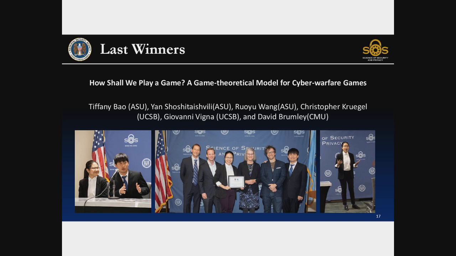Last year's winning paper is How Shall We Play a Game: A Game-Theoretic Model for Cyber Warfare Games. Tiffany Bao, she's there presenting in the right-hand picture. She was the lead author. She was a grad student at Carnegie Mellon, working under David Brumley, and now she's a professor at Arizona State University. What was this paper? Glad nobody asked, but I'm going to answer it anyway.